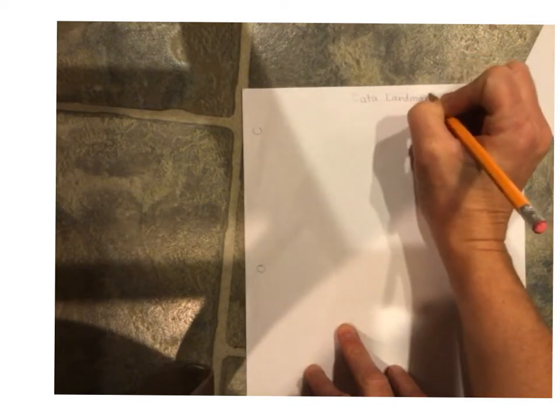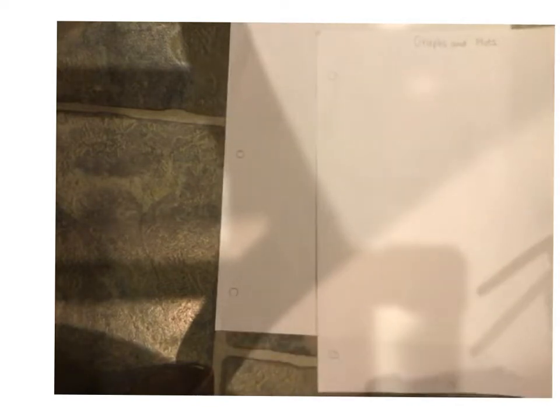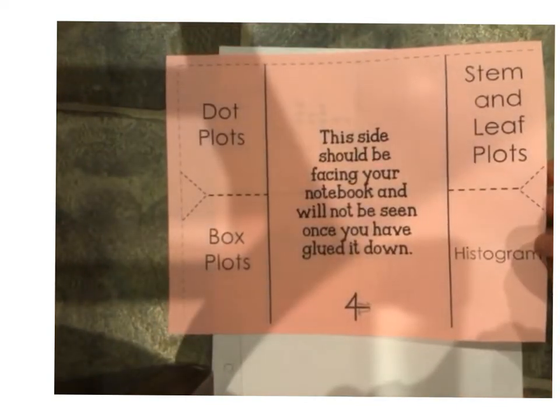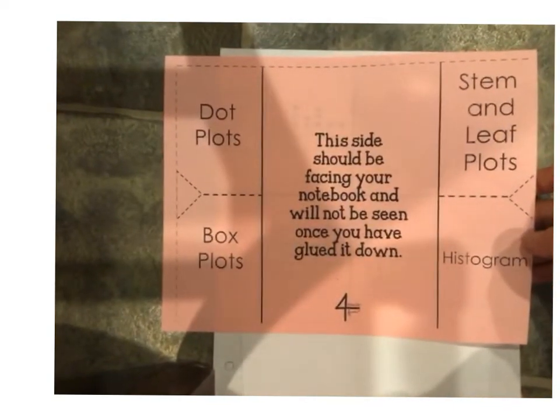After you have both of those pages labeled, we're going to get some pages out of our green notebook. Now keep in mind, if you need to stop at any point because you're not catching up or you're not staying on pace with me, that's perfectly fine. So again, page 10 is graphs and plots. Page 11 is data landmarks. In your green folder, you might have to go back a page or two behind some of the other pages.